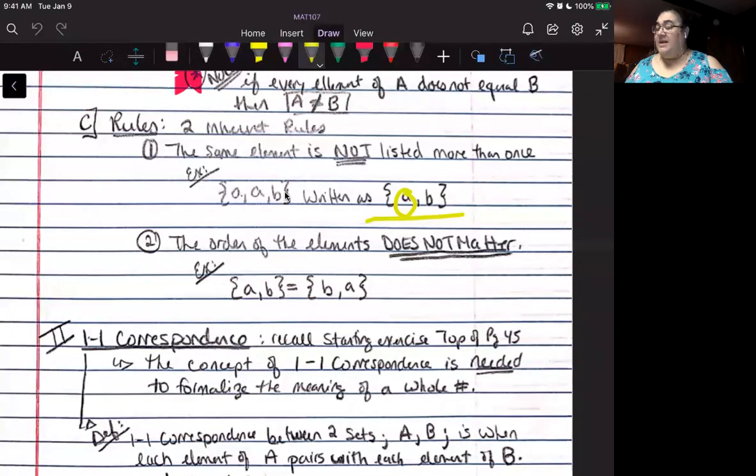So you can state it like this, as in the set of A and B, or you can state it as the set of B and A. It doesn't matter. Those two things are the same. They would be equal to each other, okay?